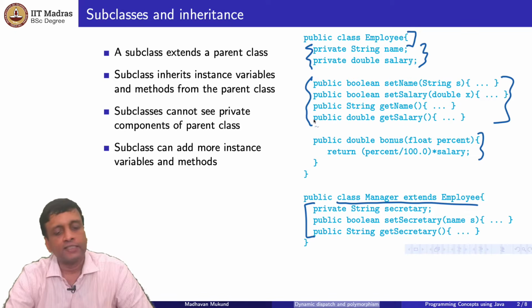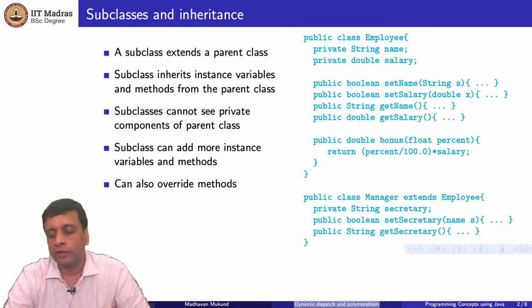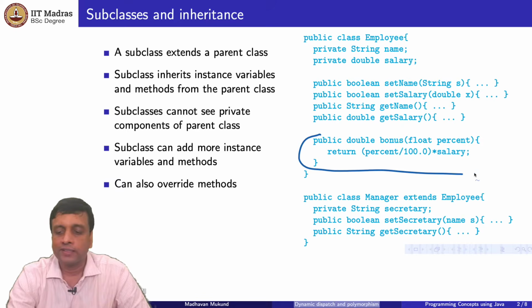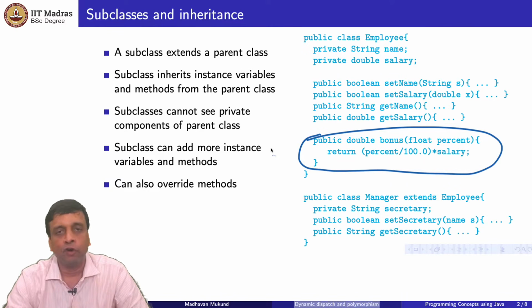So though we have seen that a subclass can add more instance variables and methods, what we did not see was that you can also change some of the methods that are given. In particular, look at this. We have a bonus which is calculated for employees, and perhaps managers have a different type of bonus. So maybe the way we want to compute a bonus for the manager is different from the way we want to compute the bonus for a normal employee. So we should be able to write a different implementation of bonus which will override the method which is given by default from the parent class.